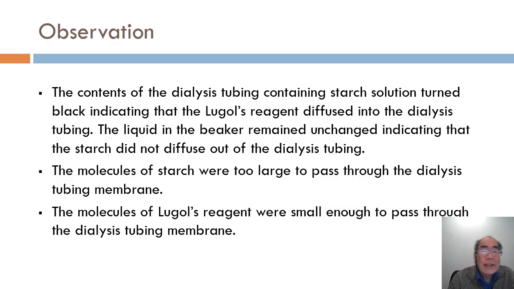So since the contents of the dialysis bag turned dark blue, almost black, and the contents of the beaker remained the same amber color, we can conclude that the starch was unable to pass through the dialysis tubing membrane because it was too large, whereas the Lugol's reagent molecules were small enough to pass through the pores in the dialysis membrane and cause a color change to a dark blue or black color.